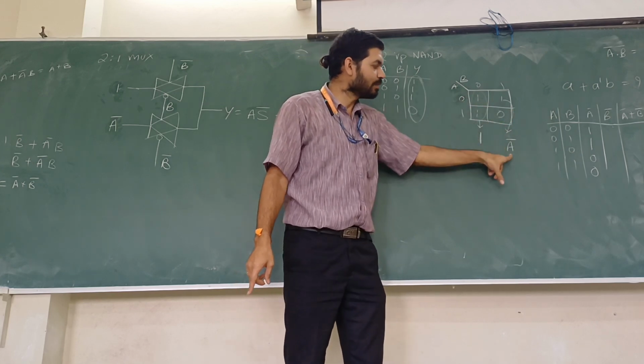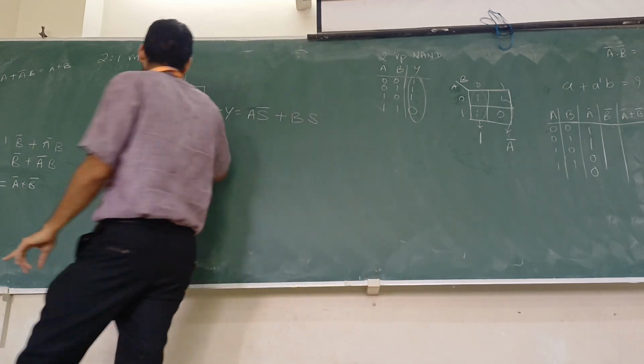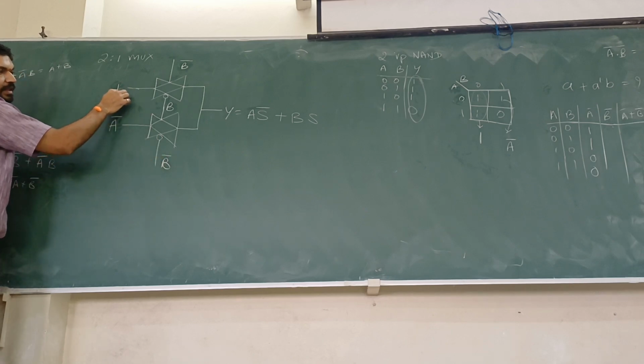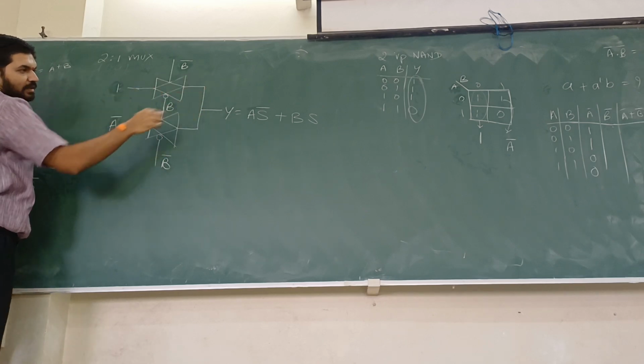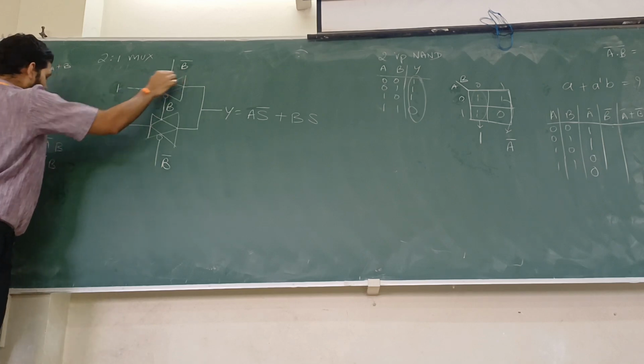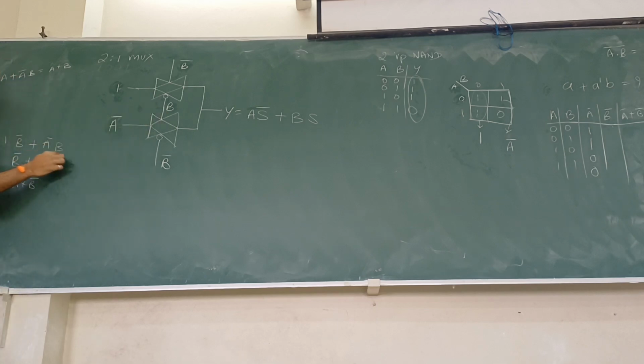Okay, so 1 and A bar are the input. If I take B as the control input, so here if I take B bar, then the first input is 1, the second input is A bar, and as I said, you just multiply 1 into B bar plus A bar into B, and here you get 1 into B bar as B bar plus A bar into B, and this is direct equation as per this.